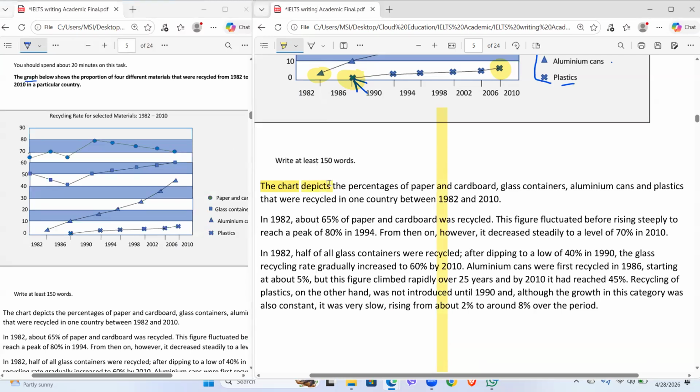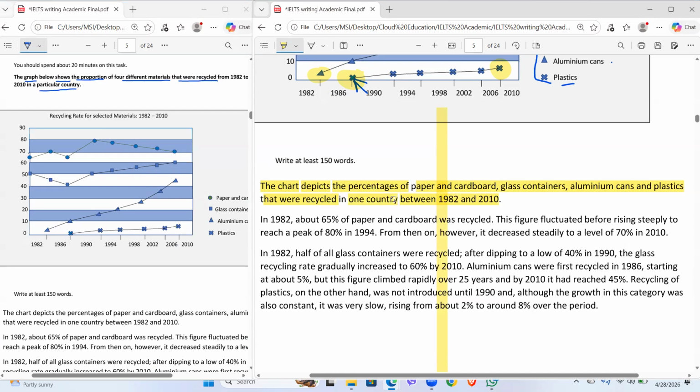It depicts, or shows, what is in the question? The proportion. In place of proportion, what is there? The percentages of 4 different materials, the names of the materials, that were recycled. From 1980 to 2010, it's here, at the end. We can do this way also. And in one country, in place, what is there? In a specific country. So this is the paraphrase.